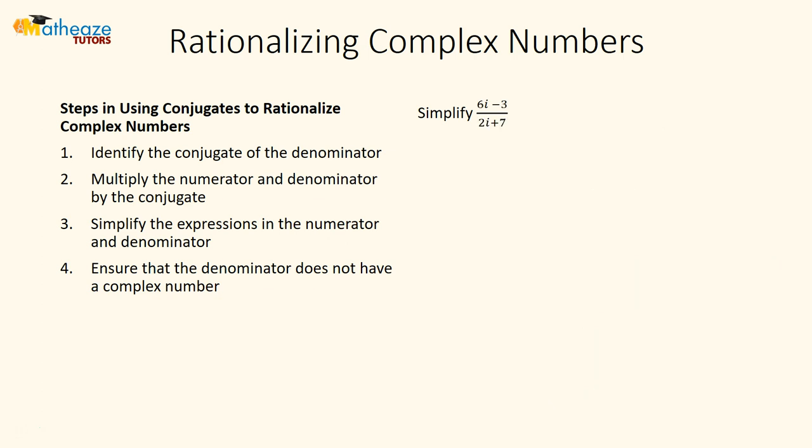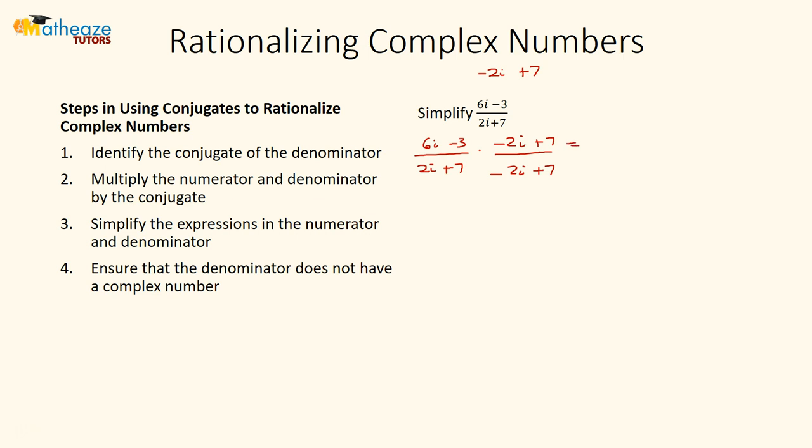And finally, we look at this example. Our conjugate is going to be, we have 2i and 7. Okay, we have a plus right here. We're going to change this sign to negative. So this is going to be 6i minus 3 over 2i plus 7, and we're going to multiply by negative 2i plus 7 divided by negative 2i plus 7.